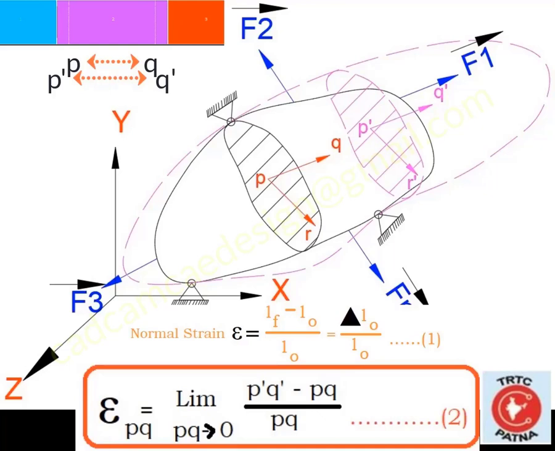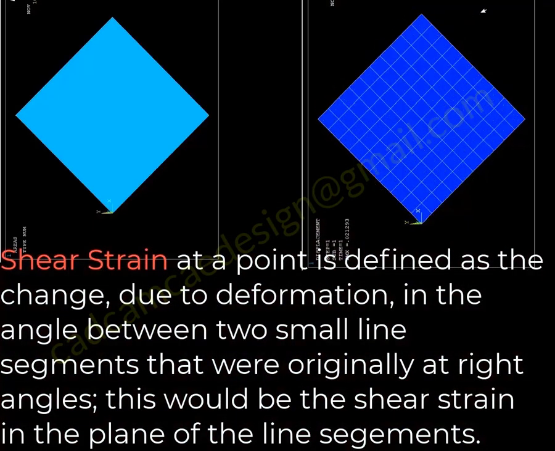If the displacement field is such that its components are linear functions of the coordinates of the point, the body is said to have homogeneous or affine deformation. In this case, the state of strain is the same at all the points of the body. So after defining the normal strain, now let us define the shear strain.